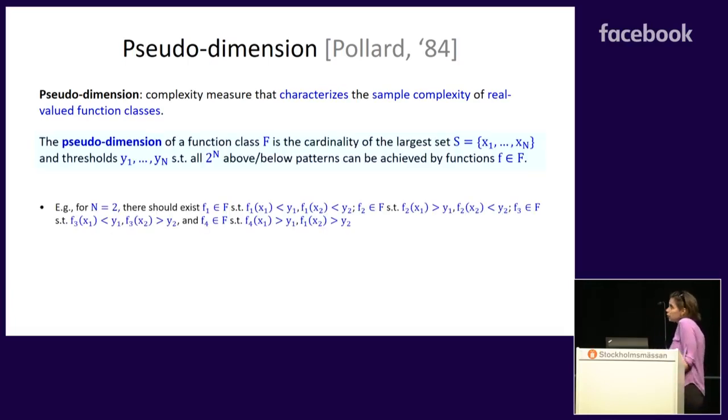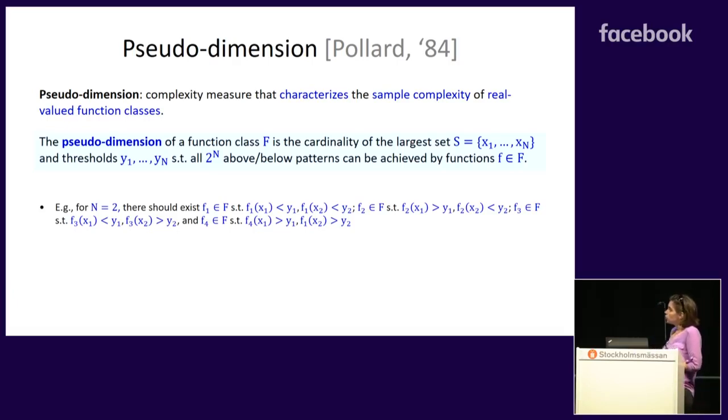Okay, and what is the pseudo-dimension of a class of functions F? Well, it's just the cardinality of the largest set of points that can be shattered in a real valued sense with functions from our class. More specifically, the pseudo-dimension of a class of functions F is just the cardinality of the largest set S of points x1, x2, ..., xn, along with thresholds y1, y2, ..., yn, such that all 2^n above and below patterns can be achieved by functions in F.